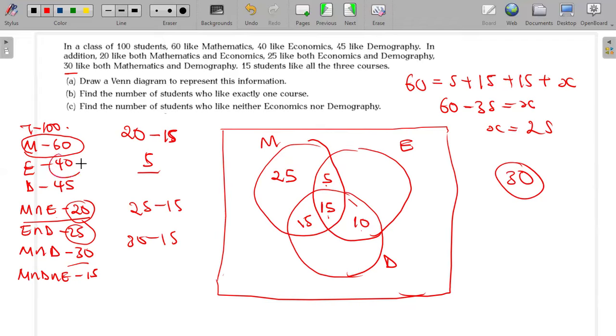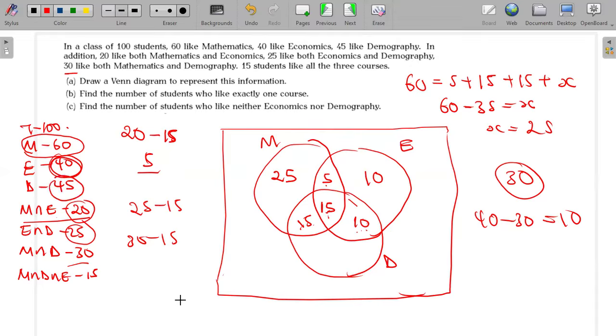So then I look at those for economics. They are 40. So the 40 minus the 30 here will give me 10. So the 10 here are going to be those that like economics only. So I do the same next. I add the 15 there, and the 10. So 15 plus 15, that is 30. 30 plus the 10 gives me 40. So 40, then I want to get those that like demography only.